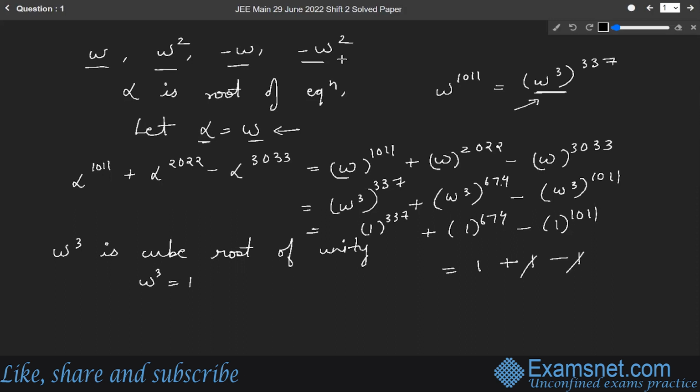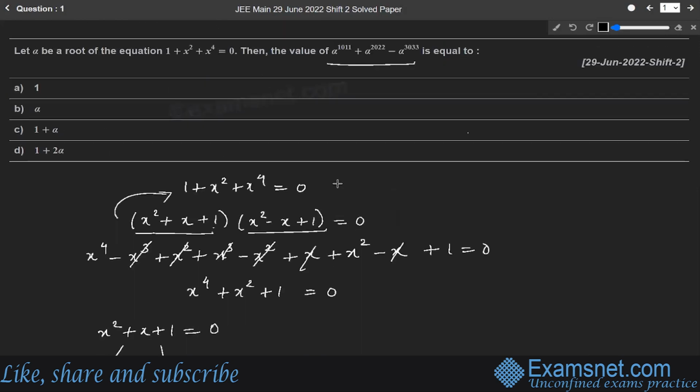So this plus 1 and minus 1 will be cancelled. So the remaining term is 1. So the required value of the given expression is 1. I hope you are clear with this question. And if we look at the options, the correct option here is option A, that is 1.